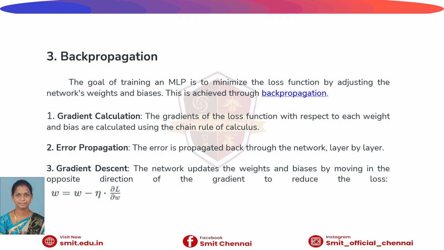Gradient calculation. The gradients of the loss function with respect to each weight and bias are calculated using the chain rule of calculus. The gradient indicates how much each parameter contributes to the error. Next, error propagation. After computing the gradient, the error is propagated backward from the output layer to the hidden layers. This enables every neuron in the network to update its parameters and improve performance.